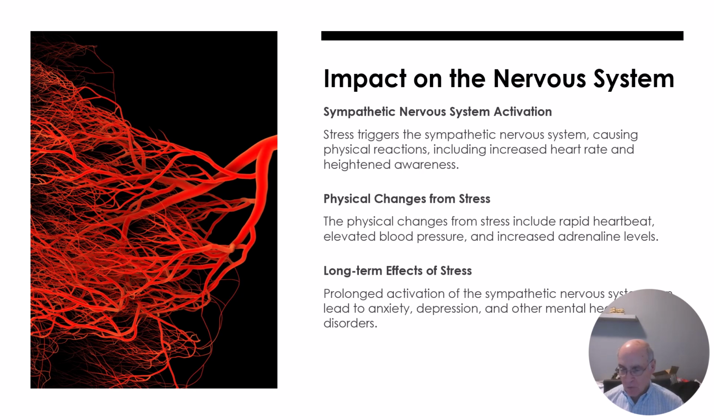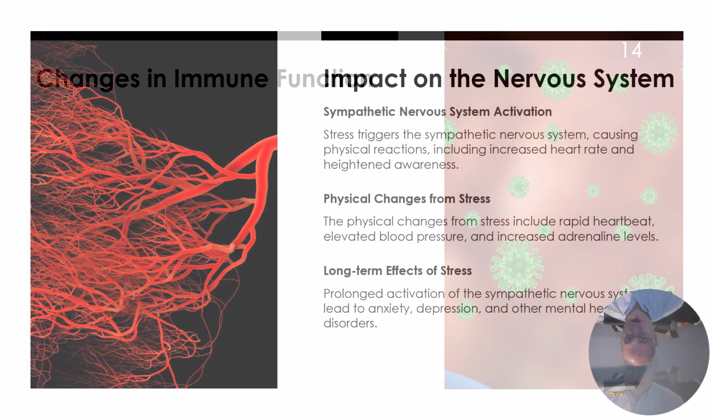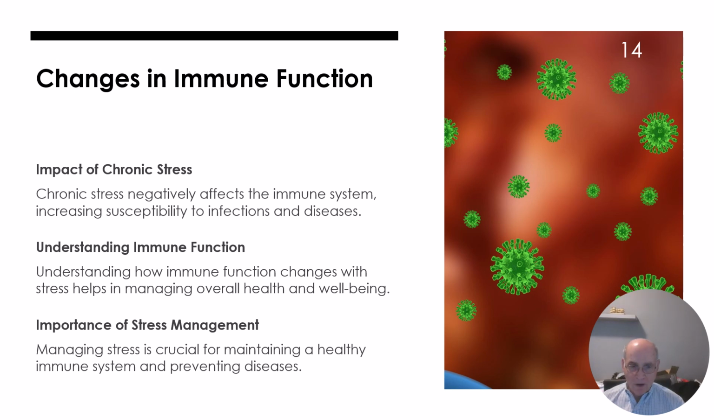And we know that as a result of that activation, there are a number of different changes, and that long-term, prolonged activation of the sympathetic nervous system can lead to a whole host of problems physically and mentally, or I should say physiologically and mentally. We've already talked about changes that take place within the immune system itself in terms of the innate immune response and the adaptive immune response.